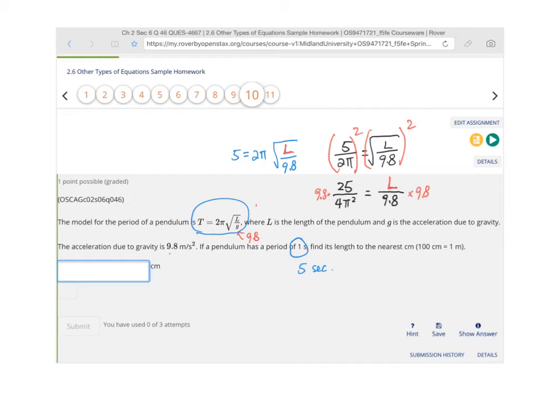So finally, my L in the problem that I created would be 25 divided by 4 pi squared. Remember I have a 9.8, right? So times 9.8. Then you're going to use your calculator. This is something that I feel you should be able to do now. Just round it to the nearest centimeter.